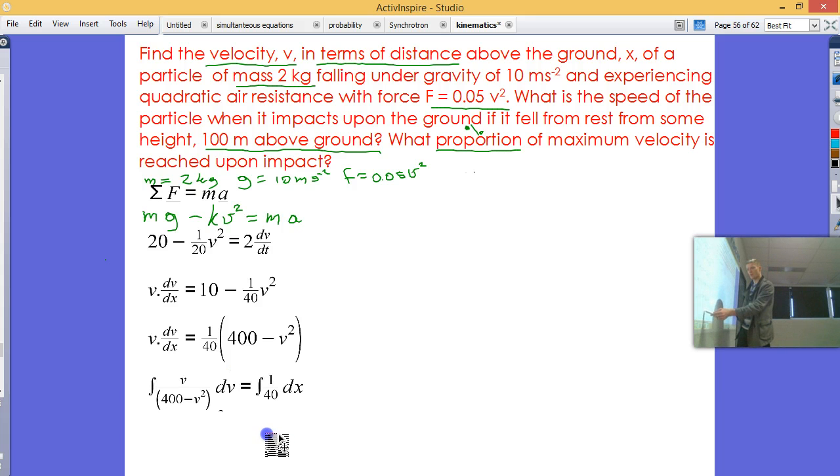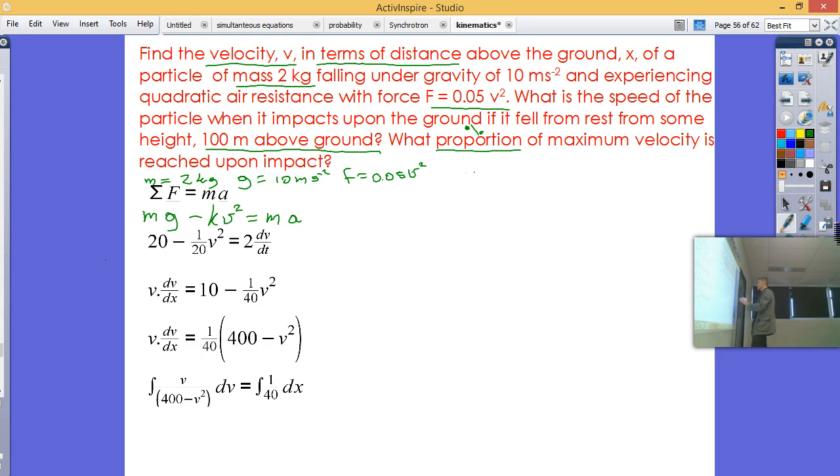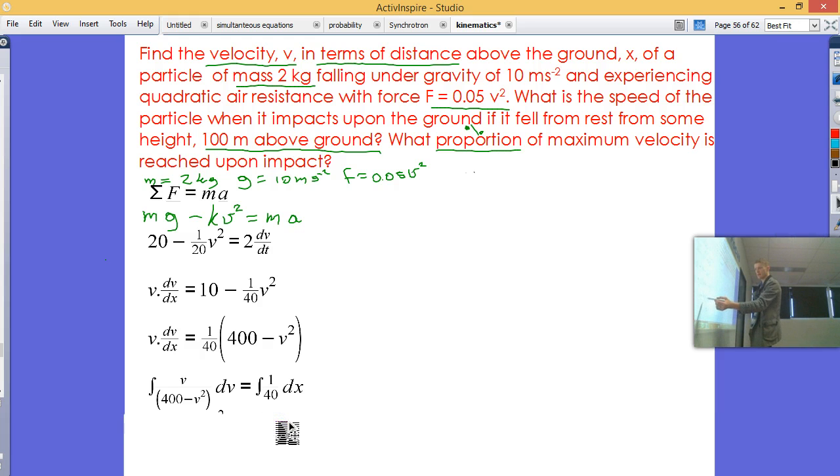Now that 400, if you relate it to the previous problem, is the same as our terminal velocity squared. So it can tell you a little bit about what is the terminal velocity. Okay, now let's bring all our v terms together and bring our dx to the other side. And when we integrate, we notice the terminal velocity is 20.